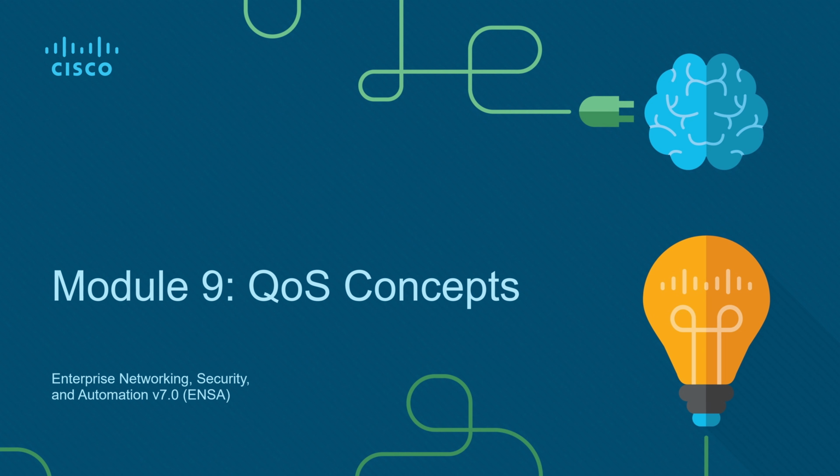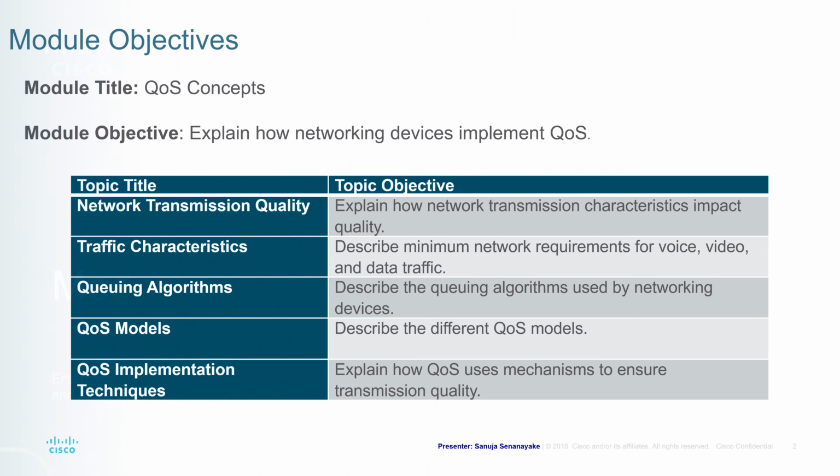Today, I will be covering module number 9, which is QoS concepts. The primary objective of this module is to explain how networking devices implement QoS, or quality of service. We will cover network transmission quality, traffic characteristics, queuing algorithms, QoS models, and QoS implementation techniques.